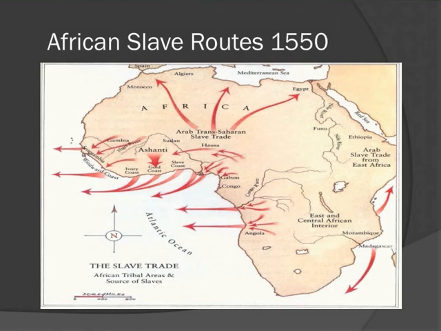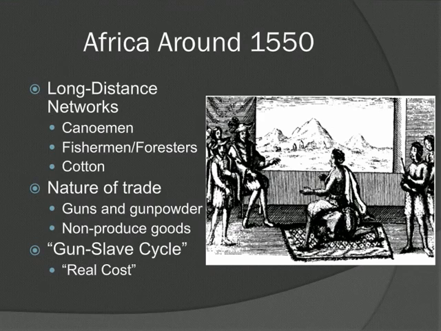And here are just the slave routes from 1550. You can see that not all of them were on the west coast. If you look at the map, especially in the Sahara, the northern piece of Africa, you can see that they took them up towards the Mediterranean, and then they were either used as slaves in the Mediterranean, or they were taken to Britain, or they were taken across the Middle East into Asia. So as you can tell from that map, long-distance trading networks were already in place when the Europeans finally made it to the continent and into the continent.